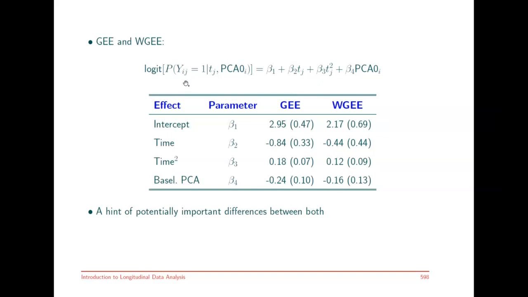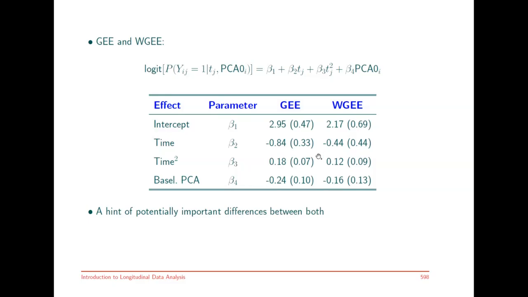We say the probability of having a favorable outcome, because we model the data in a binary fashion, depends on the time point at which I'm looking and pain control assessment at baseline. But the point I make here, and it's more dramatic than in the other examples, is all of the effects are significant with GEE. None of the effects are significant with weighted GEE for two reasons. In this example, the point estimates are all corrected downwards towards zero. So the GEE estimates are overestimated.